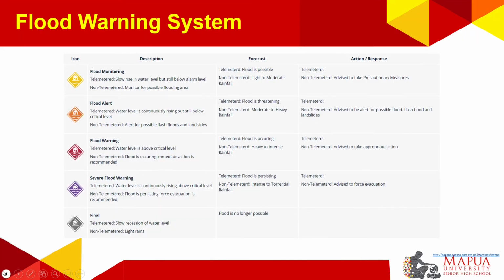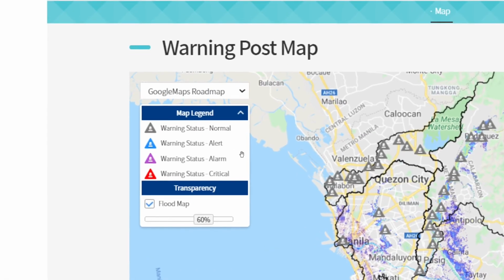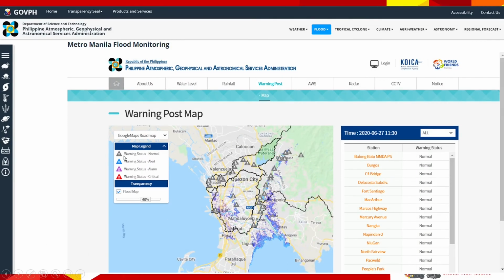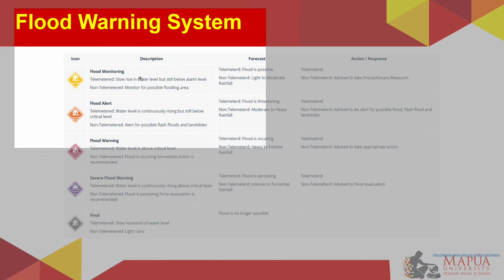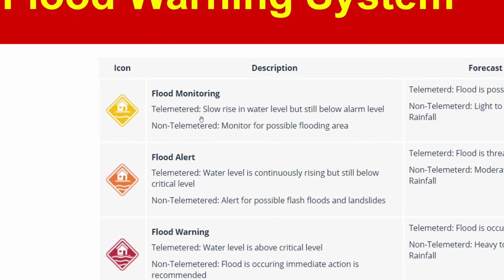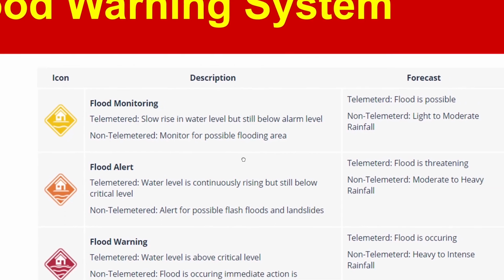Now, here we can see a flood warning system. We can see normal, alert, alarm, and critical. But what exactly does this warning system say? The flood warning system is a warning system devised by Pag-asa when it comes to flooding. There are 5 steps or 5 levels. The first warning level is flood monitoring. At this point, there is a slow rise in water level but still below alarm level. We must monitor for possible flooding in the area.